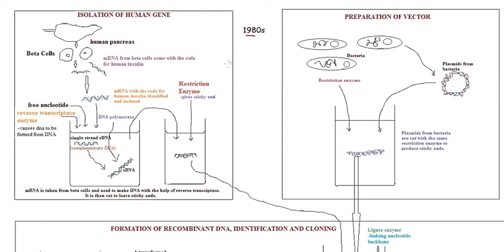This method was introduced around the 1970s and then developed completely in the 1980s. So what did this method do? This method actually produced the exact kind of insulin as the one produced in the human cell, in the human body. The same insulin is produced. How is that done? We'll see in the following steps.